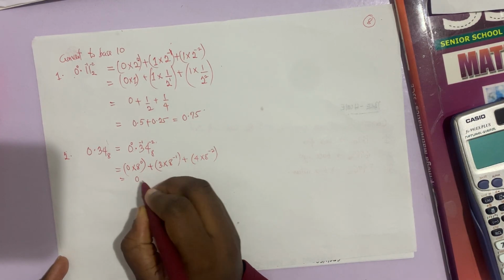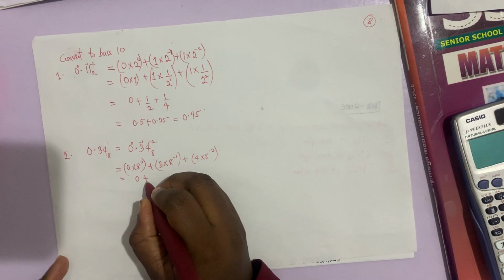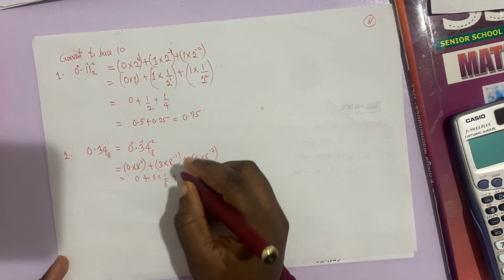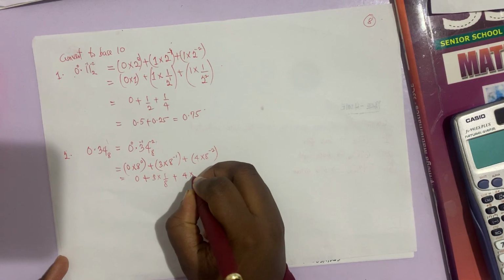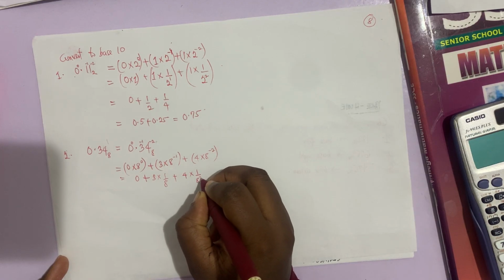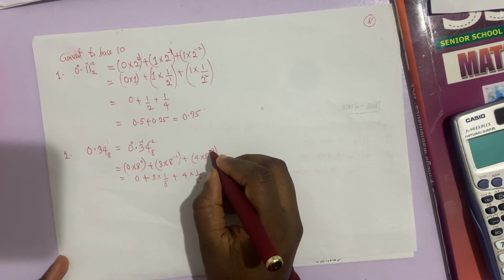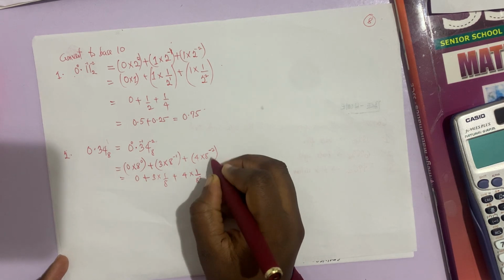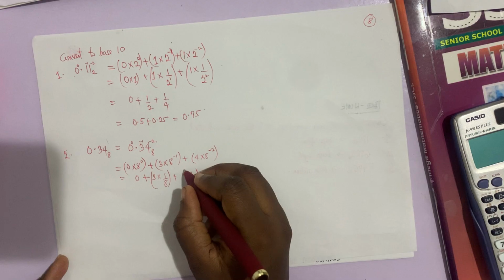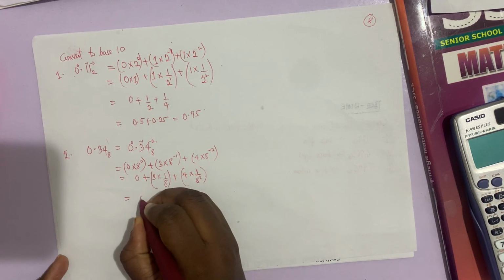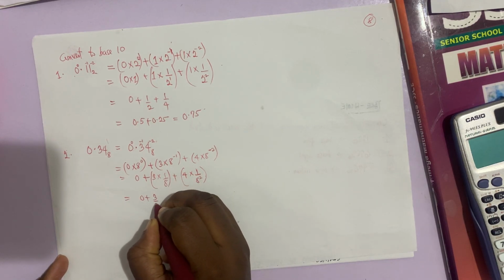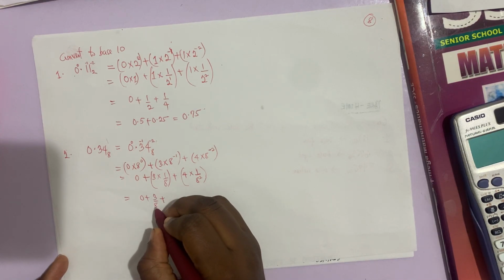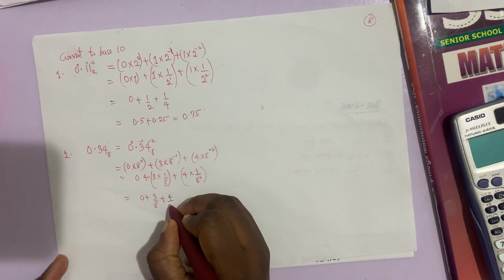So this becomes 0, plus 3 times 1 over 8, plus 4 times 1 over 8 raised to power 2. Remember, when you have a negative power, it becomes 1 over the same expression without the negative sign. So this becomes 0 plus 3 over 8 plus 4 over 64.